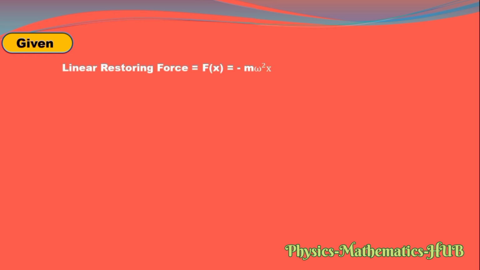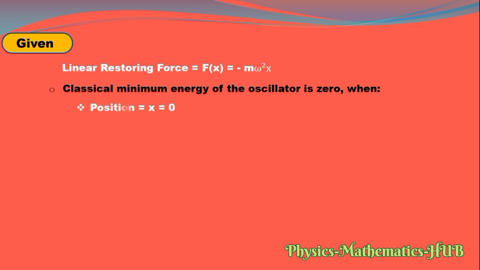We are given the following data in the exercise. Linear restoring force F(x) is equal to minus m omega square x. Classically, a harmonic oscillator can have zero energy because we can place the particle exactly at its equilibrium position x equal to 0 and give it zero velocity. So there will be no kinetic energy and no potential energy at equilibrium position.